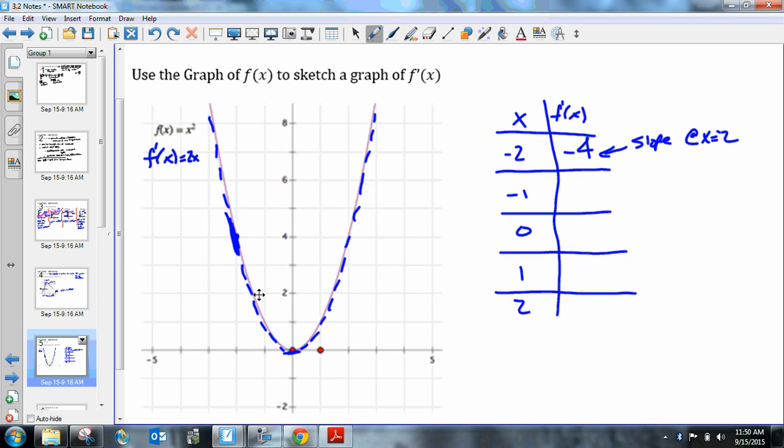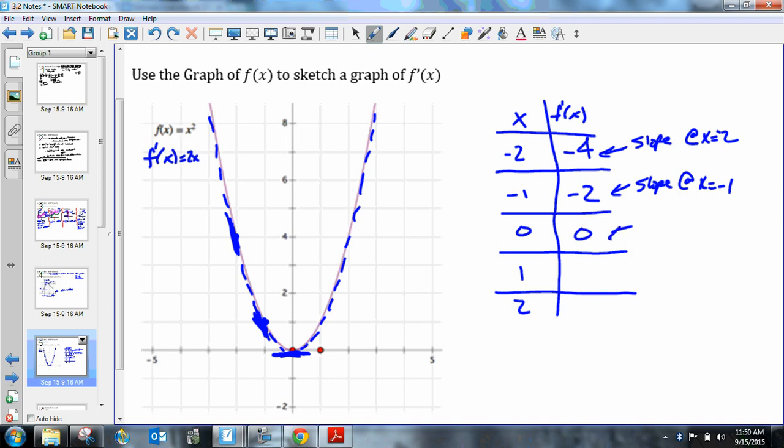Let's take a look at -1. At this point, what's this slope? This slope appears to be about -2. And if I plug it into my derivative function, 2 times -1 gives me -2. Again, this is the slope at x equals -1. If I plug in 0 into my derivative, I get a slope of 0.